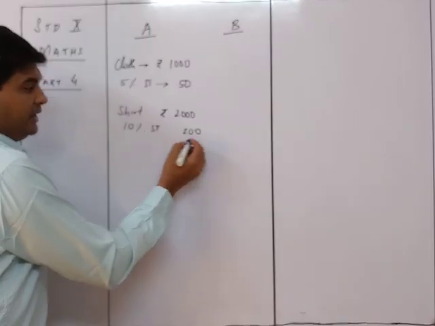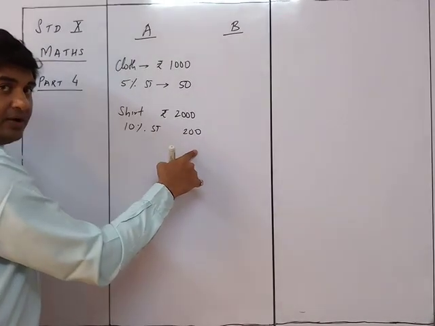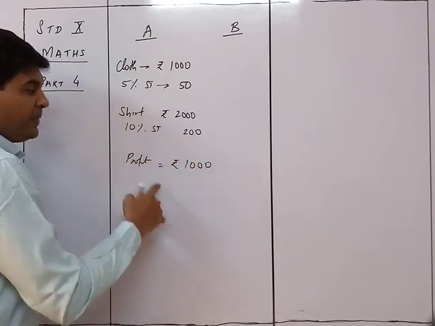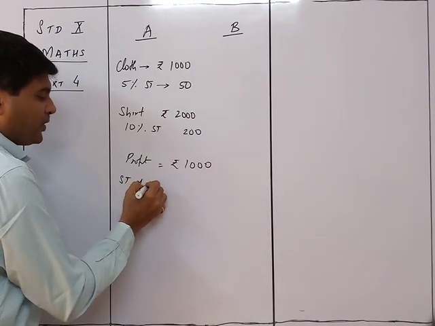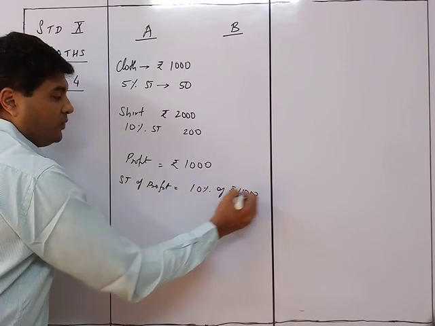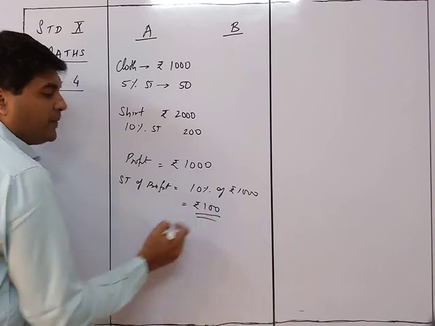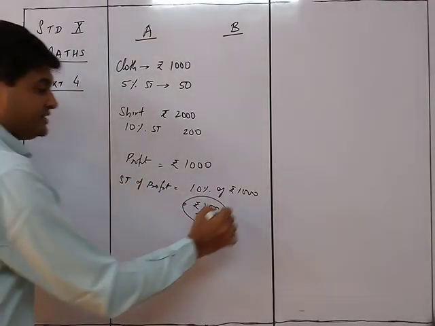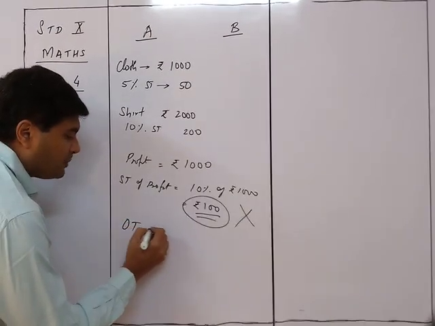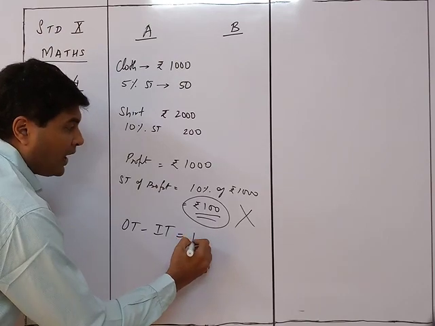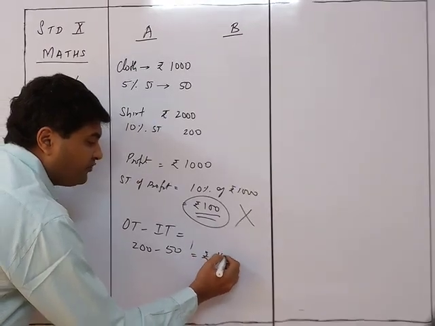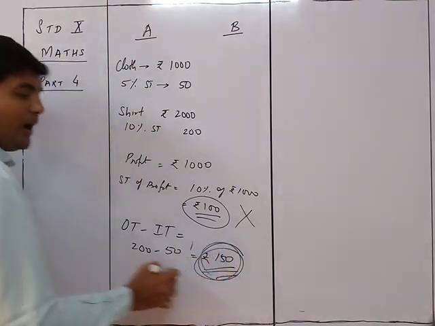So now if I talk about his profit, it is rupees 1000. Based on that, if I find the ST on profit, ST% of profit will be 10% of rupees 1000, equal to rupees 100. So actually, as per profit, we should pay only 100, but this is wrong. What he will be paying is output tax minus input tax, which is 200 minus 50, equal to rupees 150.